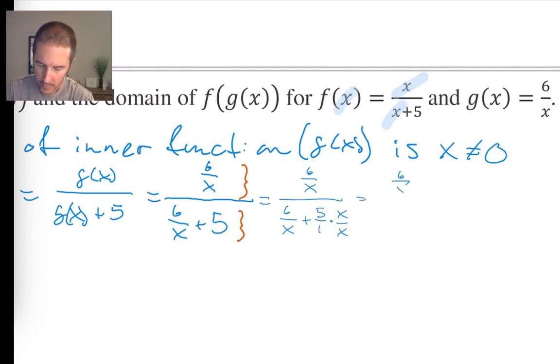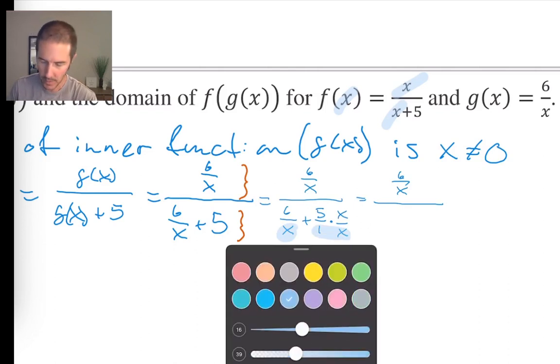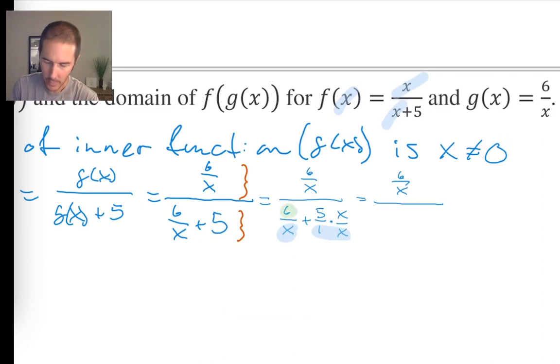Big numerator stays the same, and in the big denominator I now have a denominator of x here, and 1 times x makes a denominator of x there, which means I can now add these numerators of 6 and 5x. So I will write my big denominator as 1 fraction, 6 plus 5x all over x. Clearly, I still do not want to plug in an x value of 0.